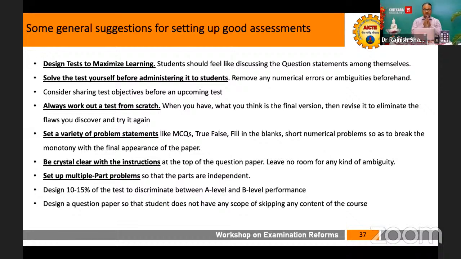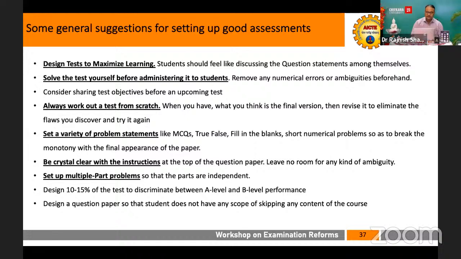Because if there are some standard answers to those questions, then there is hardly any scope. Everybody will be writing the same kind of script to those questions. No, design the test to maximize learning. Even after attempting the test, students should be in awe of the question paper. Yes, after doing this question, I learned something also. After attempting the question paper also, I learned something more.